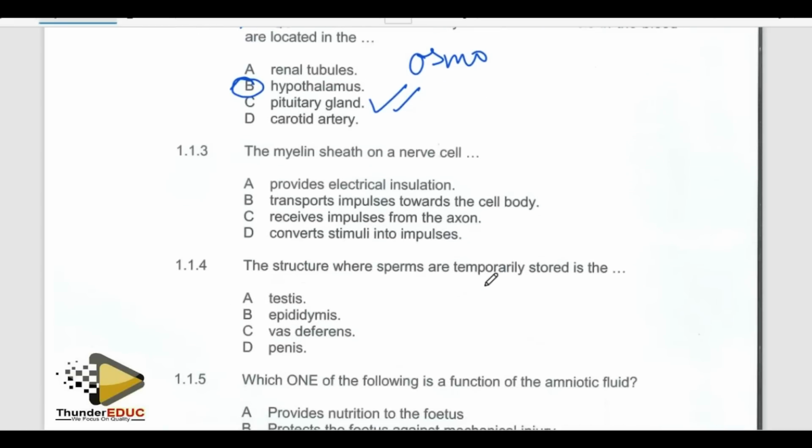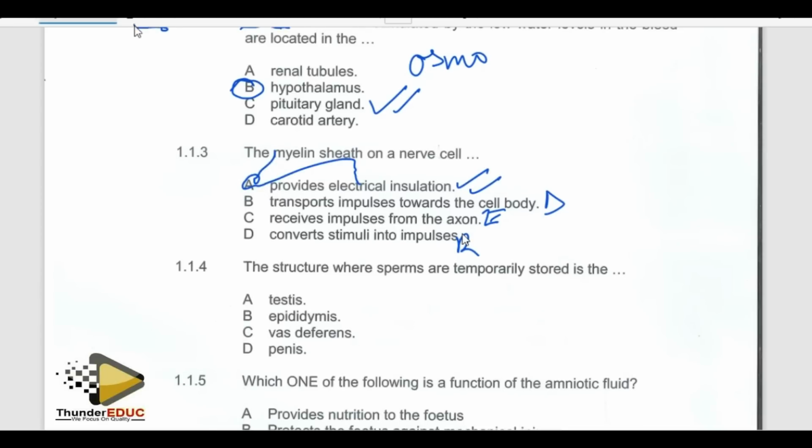2 marks there. They're saying that the myelin sheath on a neuron or nerve cell, what's the function? Provide electrical insulation. Transport impulse towards the cell body, that is a dendrite. Receives impulse from the axon, that is the effector. Converts stimuli into a nerve impulse, and that is a receptor. Basically, this is a receptor, this is an effector, and transport impulse towards the cell body is the dendrite. So the answer becomes A. So expect that to be A.